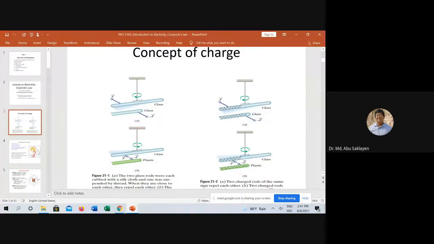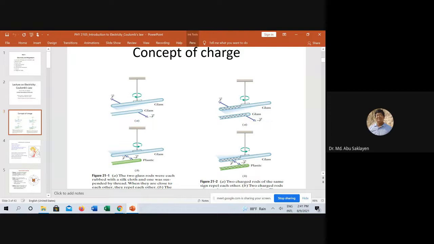Two glass rods: one is suspended, another is in your hand. If you bring them nearer, as in the figure, there will be no action between them.